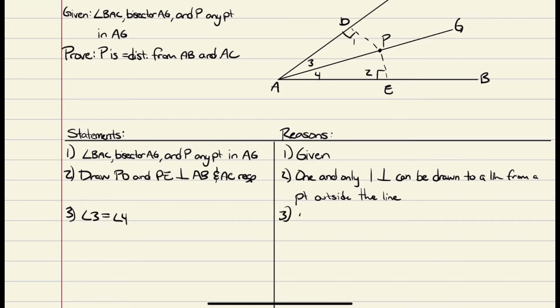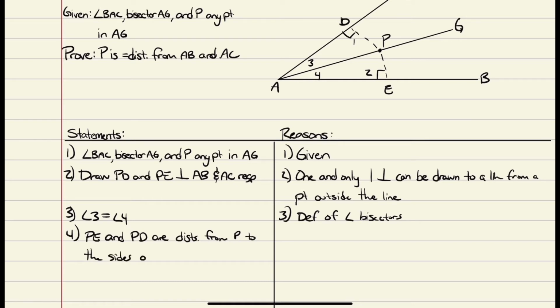All right, number 4, I can say that PE and PD are distances from P to the sides of the angle. Definition of distance, obviously between a point and a line.